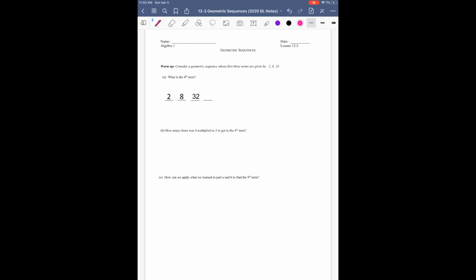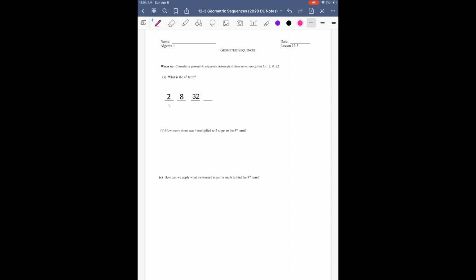So let's take a look at part A. It wants to know what the fourth term of the sequence is. So for me to figure out the fourth term, I need to figure out what the pattern is between the three numbers that I've already been given. The last lesson we talked about arithmetic sequences, that was an adding pattern. So today we're going to be exploring geometric sequences, which have a multiplying type of pattern.